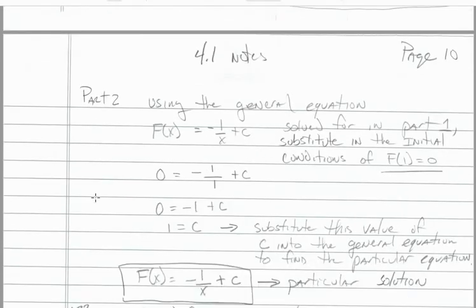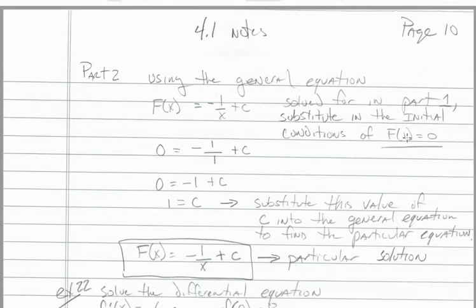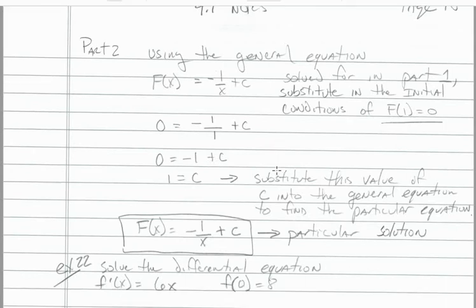So now we're going to use our general solution to find the particular solution. So we're going to use what's given. f of 1 equals 0. So what does that really mean? That means we're substituting in 1 for x and 0 over here for f of x. So we're going to get 0 equals negative 1 divided by 1 plus c. So 0 equals negative 1 plus c, or c is 1.